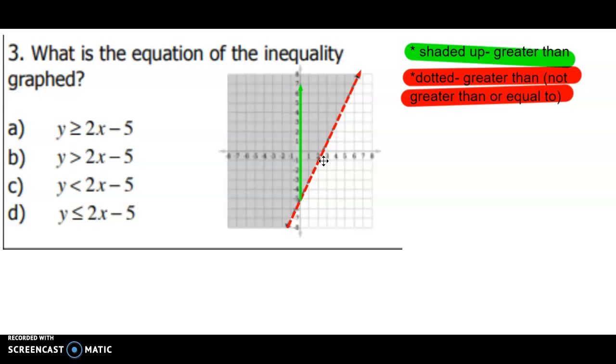Another way you could have done this is to type in every single one of these answer choices and match your picture. But if you know these mathematical clues, that saves you a lot of time. But again, if you go to Desmos, you're always going to get the right answer. So that's how we do number 3.